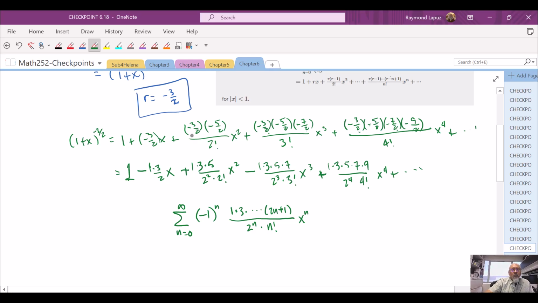And then one more, when we put n equal to 2, this would be positive, and this would be 2 times 2 is 4, plus 1 is 5, so it's going to be 1 times 3 times 5 in the numerator, 2 to the second, 2 factorial, and x squared. All right, so I think that's it, and this is our final answer, and I hope that helps. Good luck.